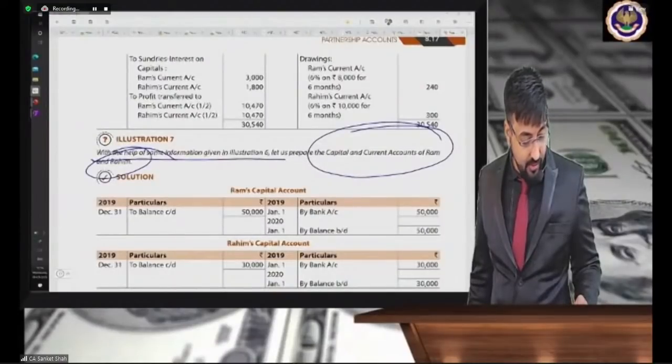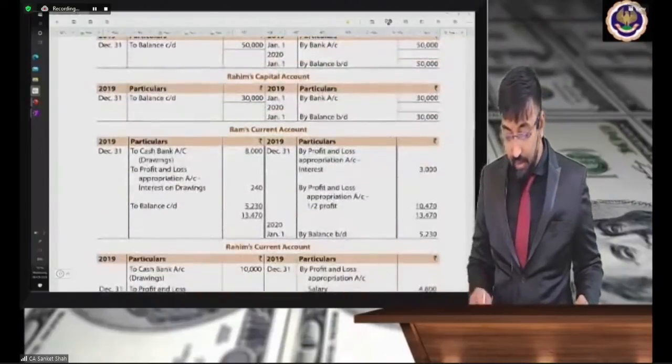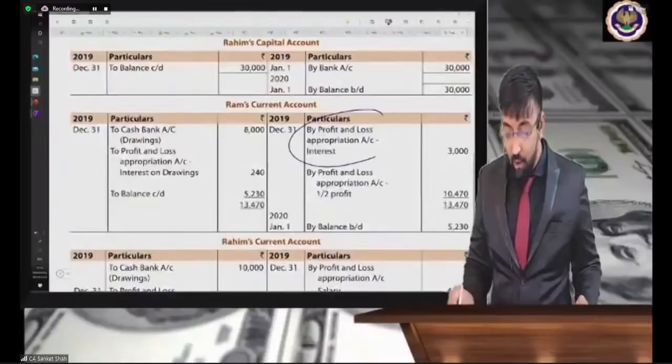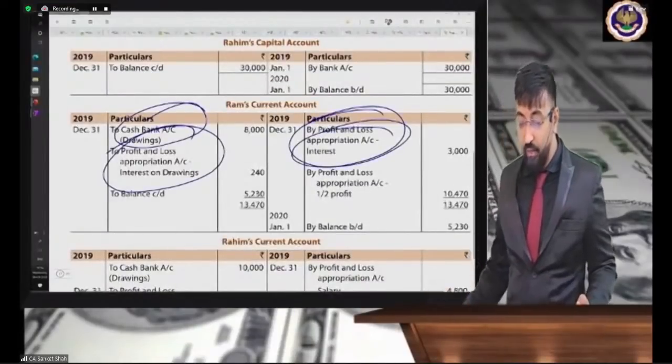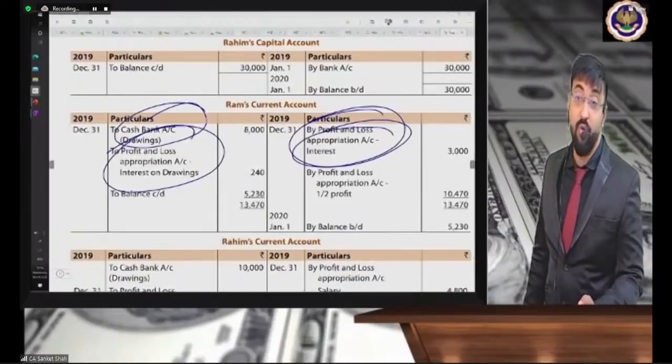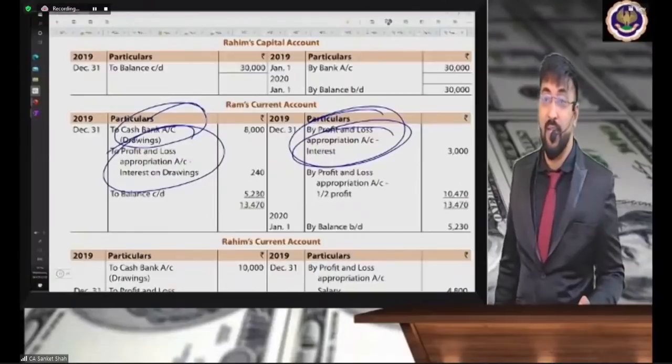Sahil, you got this answer. In the question itself, they mentioned current account. In the current account, you can see here profit and loss appropriation, drawings, interest on drawing, interest on capital. We write it in the current account. Okay, remember, the current account is for temporary transactions.